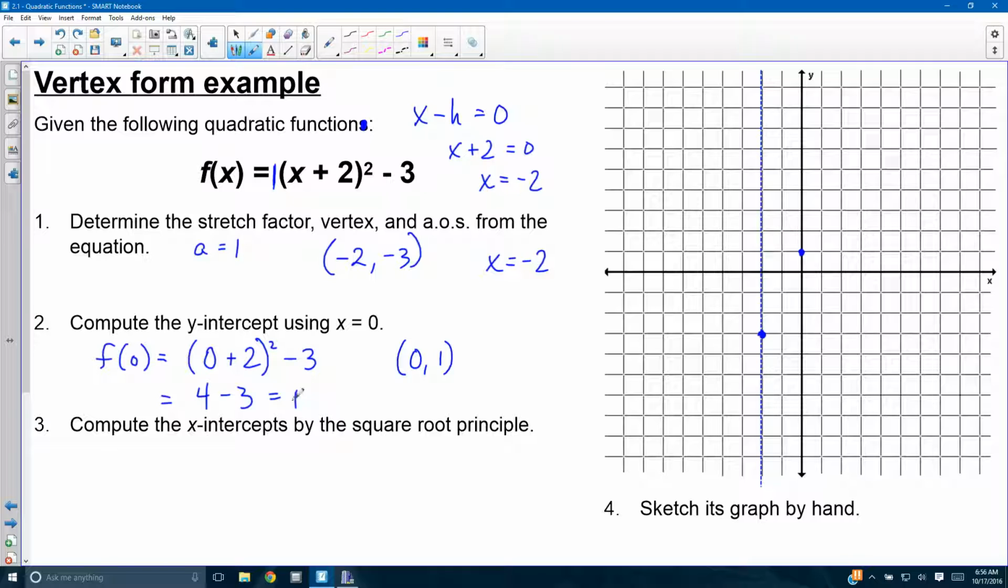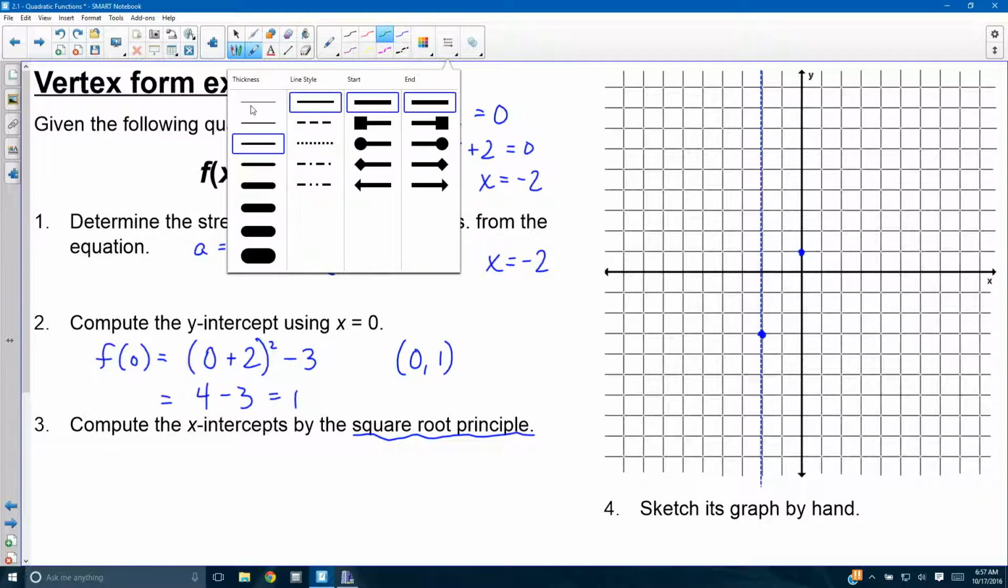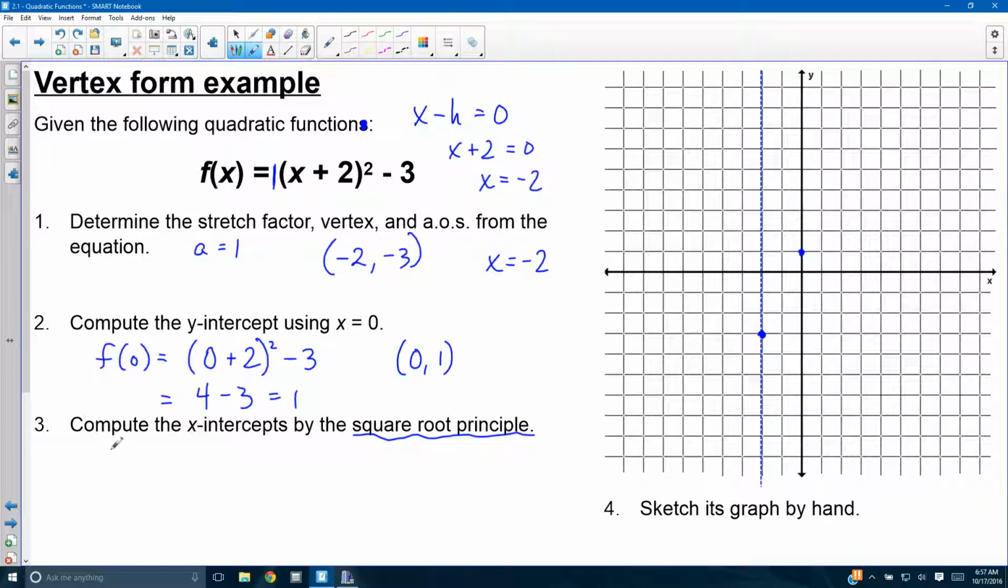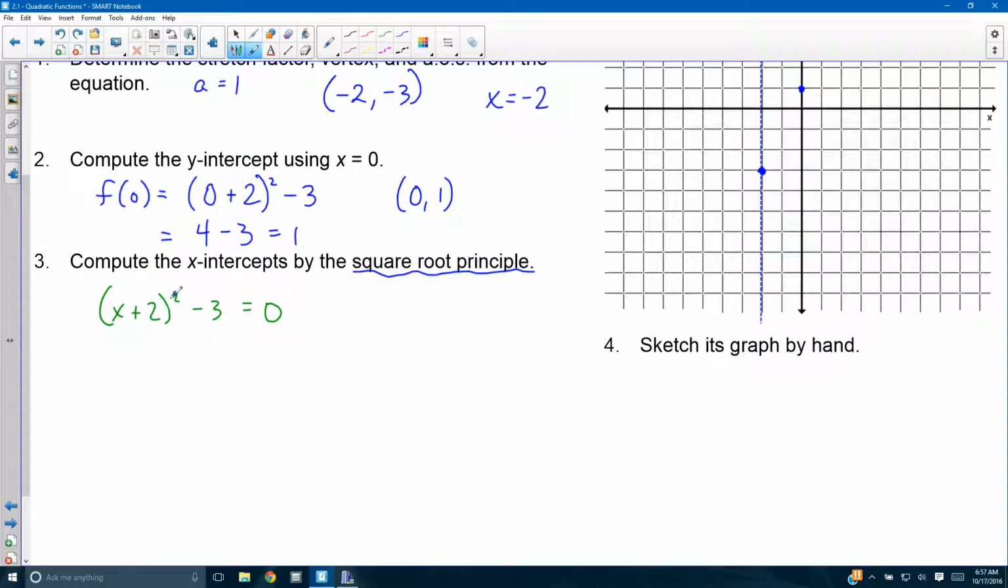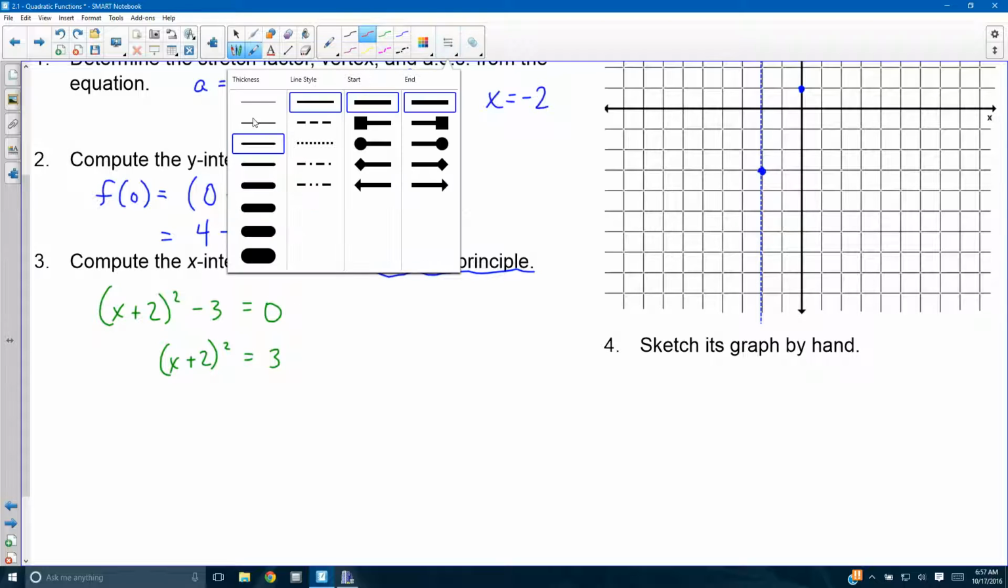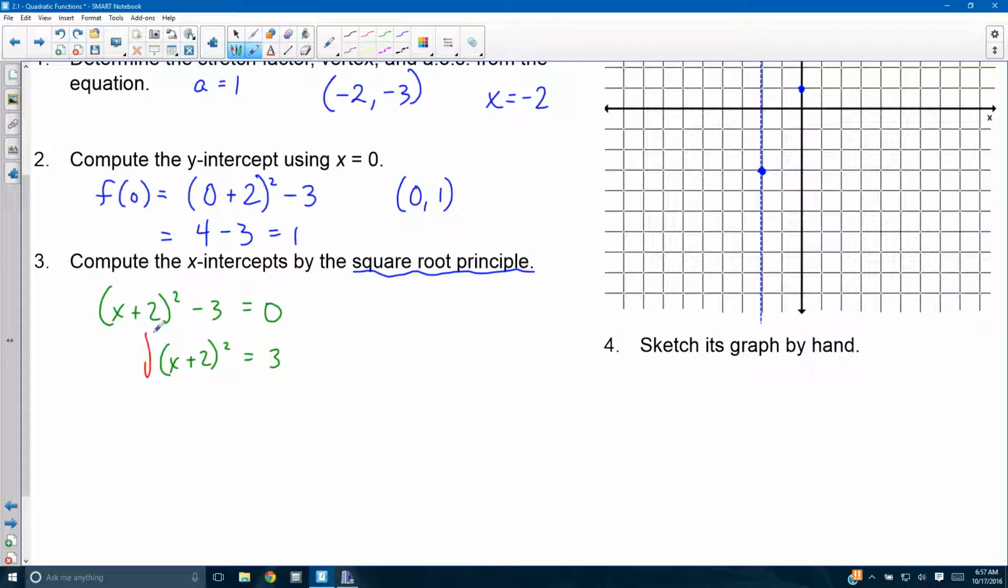Okay? Compute the x-intercepts by the square root principle. Now, I might not have given this term before, but the square root principle is basically saying, all right, let's set this guy equal to 0. We have x plus 2 quantity squared minus 3 equals 0. This is already factored. This is a nice factored form of a perfect square trinomial. I can use that, and I can say if I add 3 to both sides, I'm going to get x plus 2 quantity squared equals 3. And what's great about this is now I can take the square root of both sides. I didn't have to factor, didn't have to use quadratic formula, didn't have to do anything else.